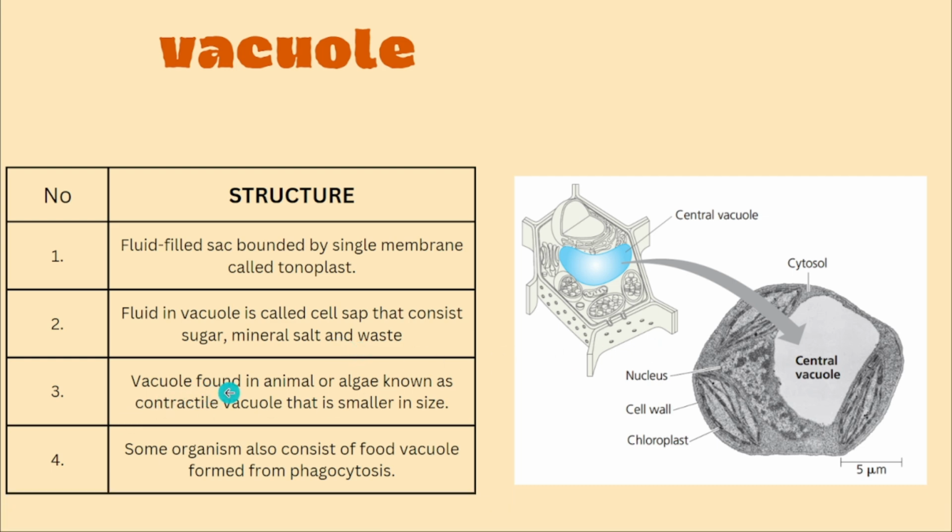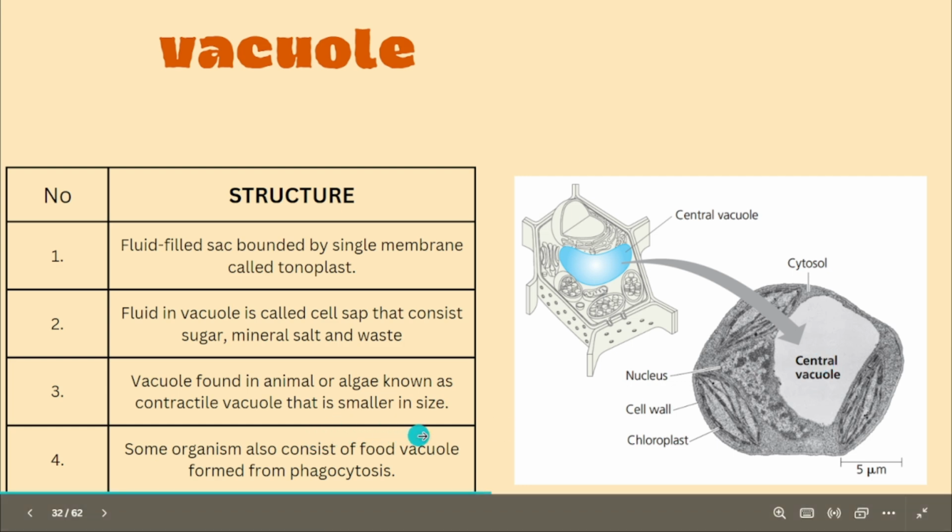But vacuoles are also found in animals or algae. Normally they are the contractile vacuole or food vacuole. Normally they are very small, unlike the plant one. The plant vacuole is very big, but normally in animals it is very small. And some organisms also have a food vacuole, normally amoeba and paramecium. They contain food vacuoles.